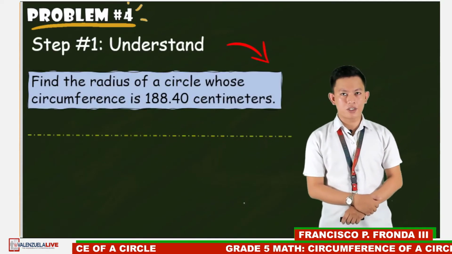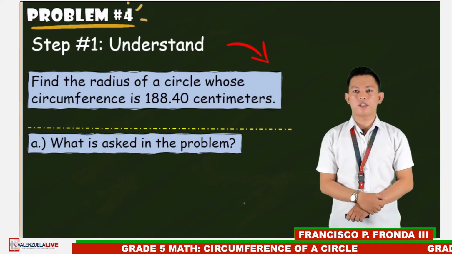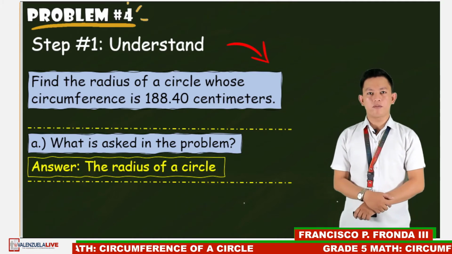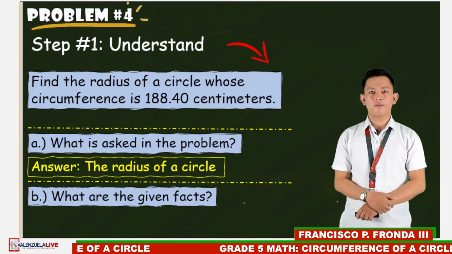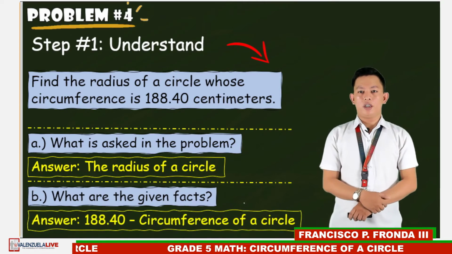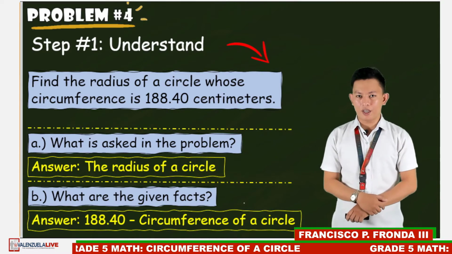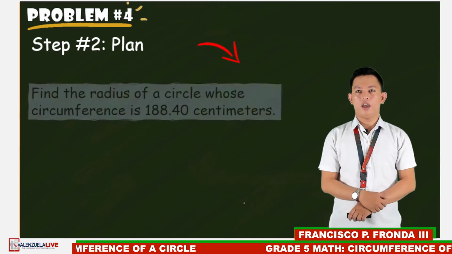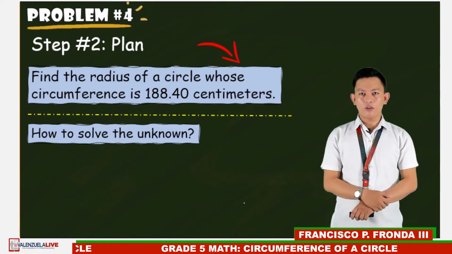Now, let's understand first the problem. What is asked in the problem, grade 5 learners? Very good. We're going to find the radius of the circle. Then, what are the given facts? The given is 188 and 40 hundredths. This would be the circumference of the circle. And step 2, we're going to plan how to solve the unknown.